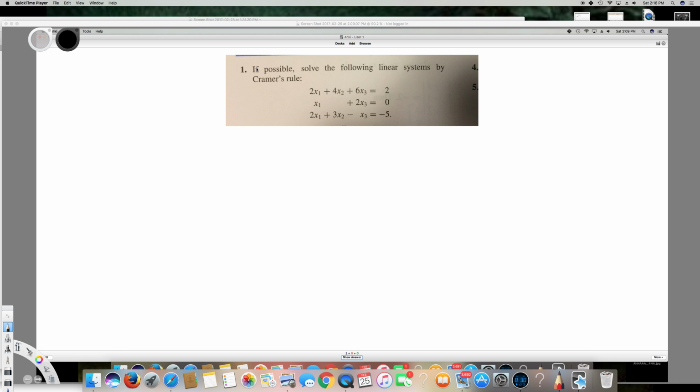We have this question right here. It's asking if it's possible to solve the following linear systems by Cramer's rule. And we have this equation here. I will show you how to solve this by Cramer's rule.